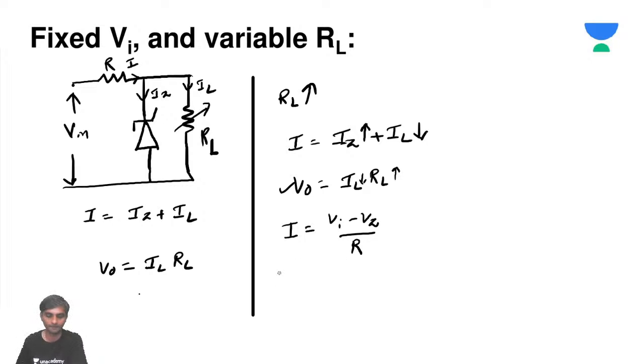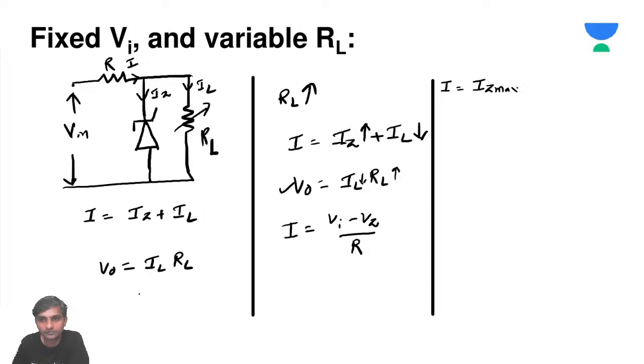Now here comes some important terminology. I is going to be IZ maximum plus IL minimum. Because I don't want to change this current, because the input is constant. Observe this very carefully, sir. Don't get confused. Input is constant.